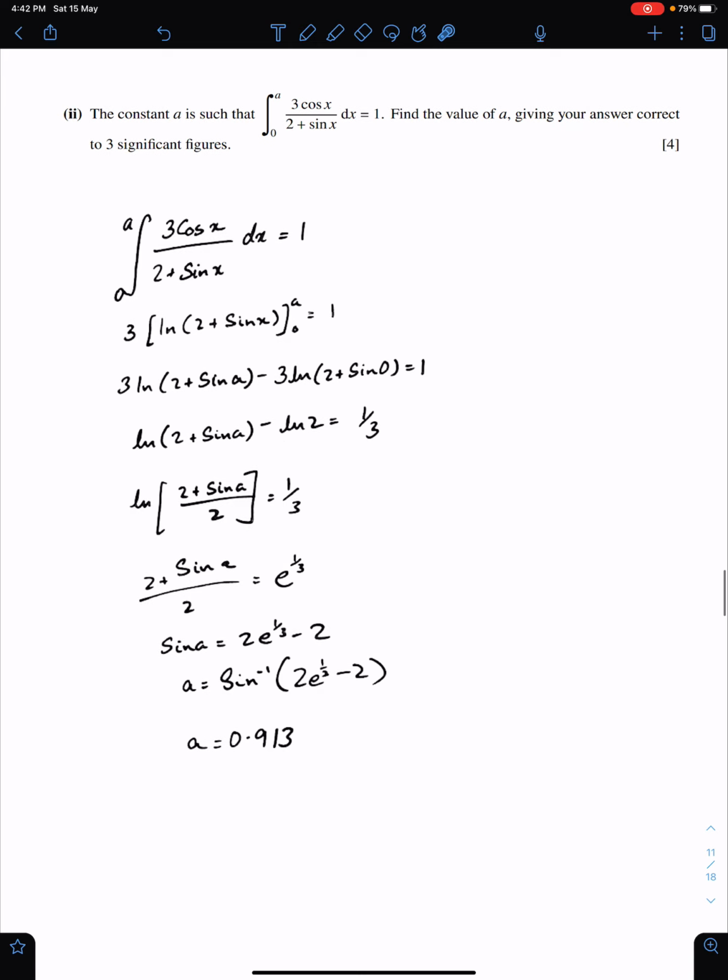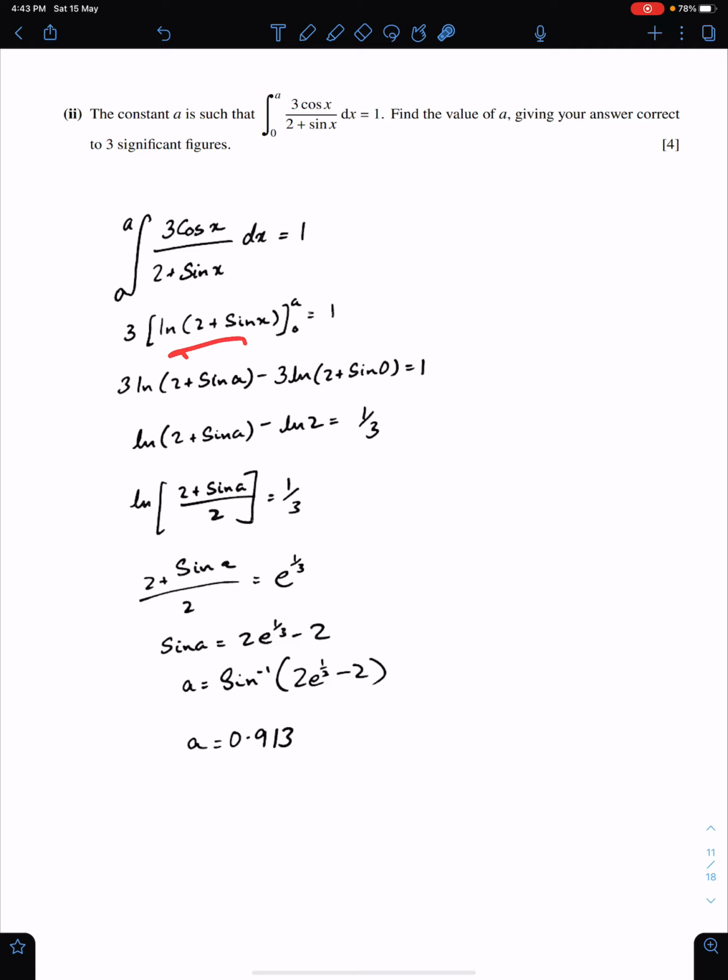Part 2. Find the value of a. We need to integrate this. This is simple. This is the application of basic formula number 2. This is the function and its differential is cos x. This 3 is extra, so you can write 3 here. The differential of this denominator is cos x. We just need to integrate this with the help of ln. It's here. And this 3 is extra coefficient, so you can write this here.